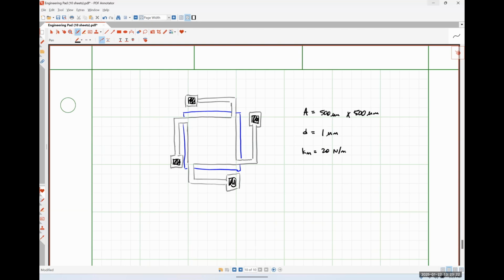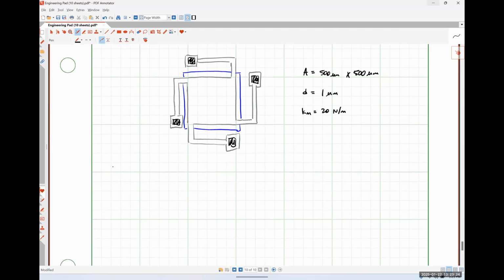And I want us to determine the voltage tuning range. Let's call that TVR. And the capacitive tuning range.